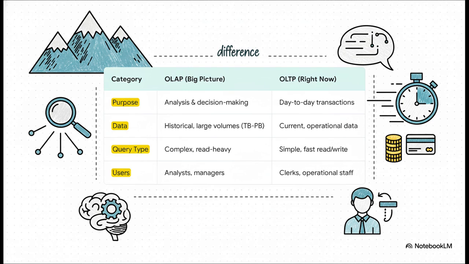And what's so cool about looking at it this way is how clear the difference is. The OLAP systems, like a data warehouse, are built for really complex questions on huge amounts of old data. I mean, we're talking terabytes, even petabytes. The queries are heavy. But the OLTP systems, they use current, what's happening now data, and they're built to be lightning fast for simple reads and writes. The main takeaway is this: they are designed for completely opposite jobs.